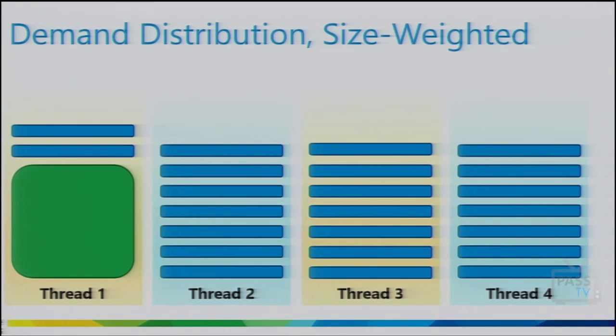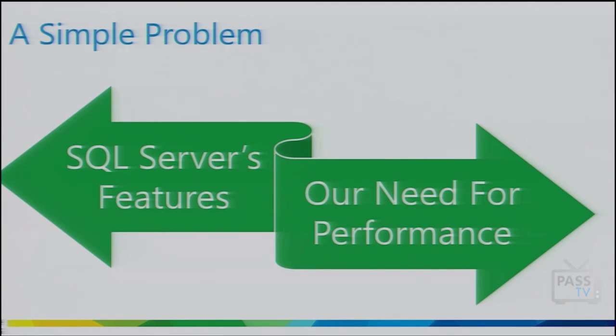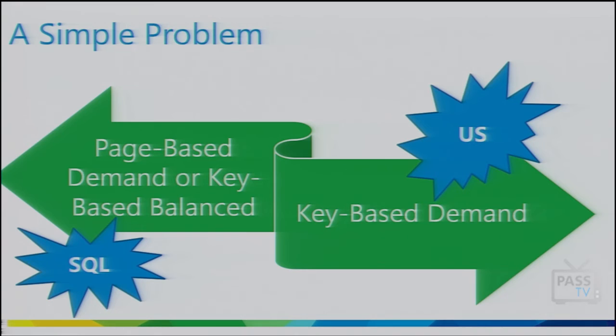So we have a little problem. SQL Server doesn't have a feature that does this. I want it. Okay, that's my problem at least. SQL Server gives us either a page-based demand scheme that doesn't really work 100% of the time for me unless I hack it and do weird stuff, and even then I can't control it and get it size weighted. It gives me a key-based, nice and balanced scheme, which I've already showed doesn't really work. What I need is a key-based demand scheme, which is again size weighted.